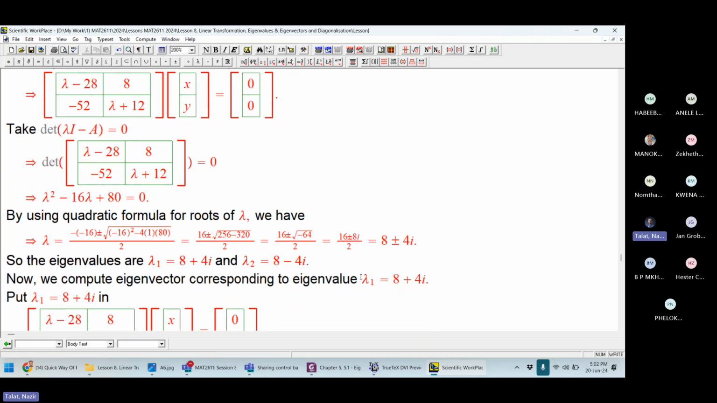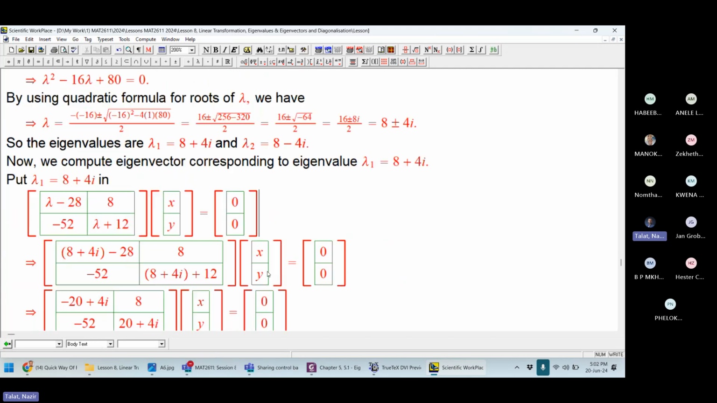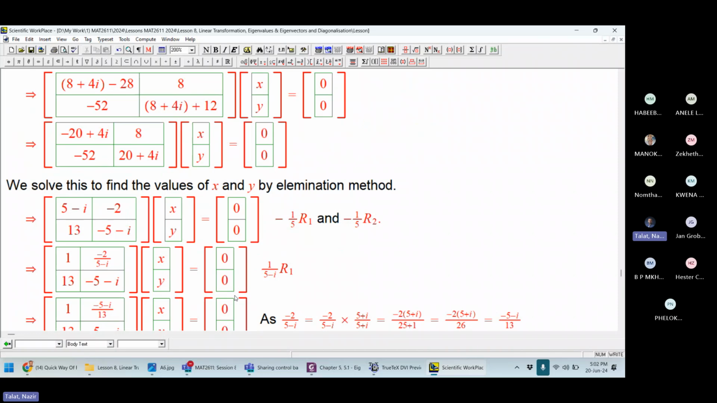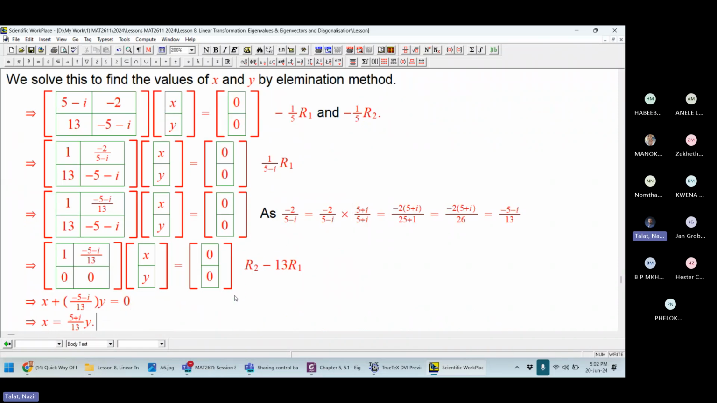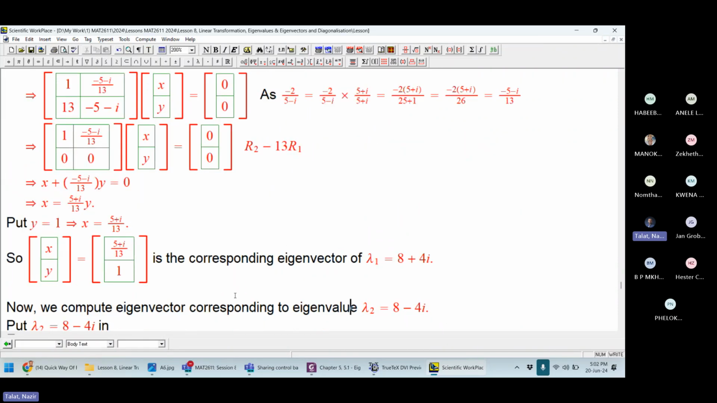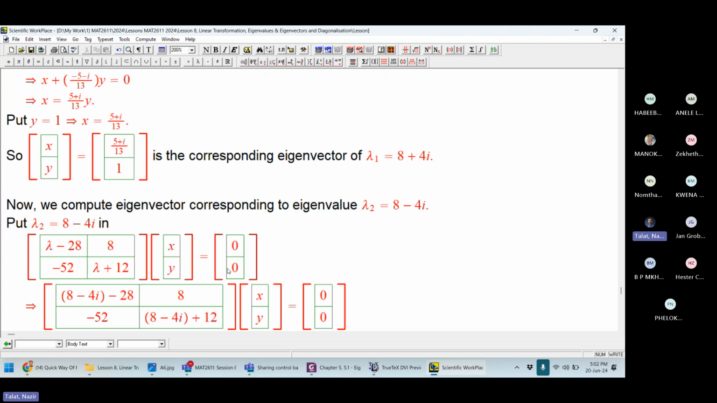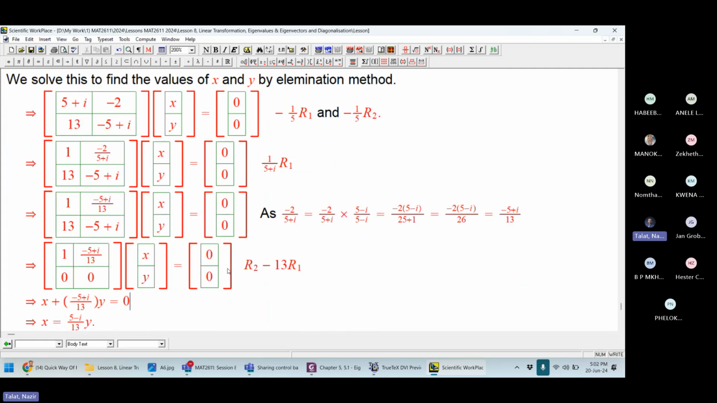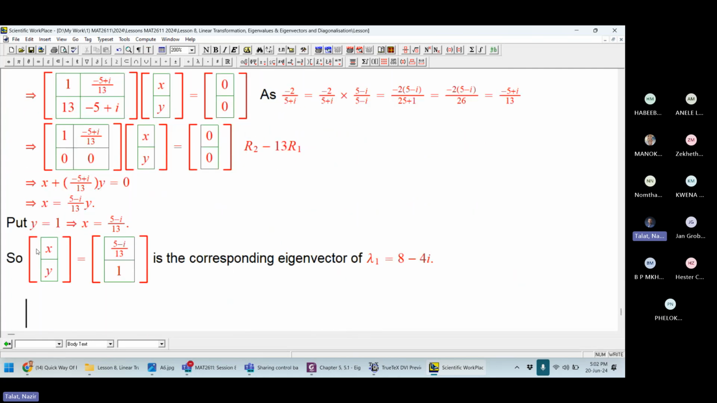There is one example of what happens when the values of lambda are complex, and also how to find the eigenvectors of this. Here the complete solution of lambda, the complex values, are available, so you can use elementary operations to get its solutions. One such example is available over here, showing how to get the lambdas for this.